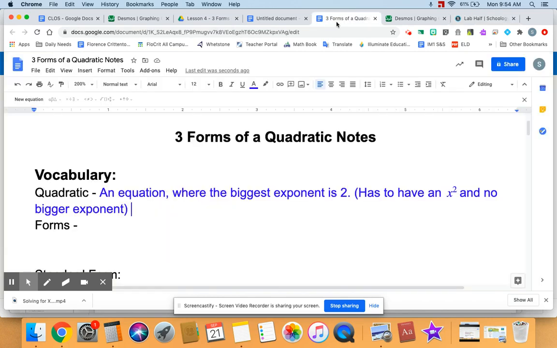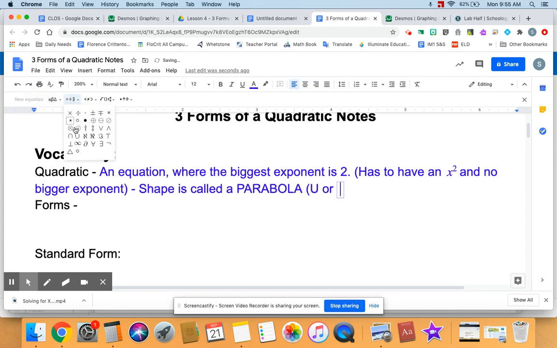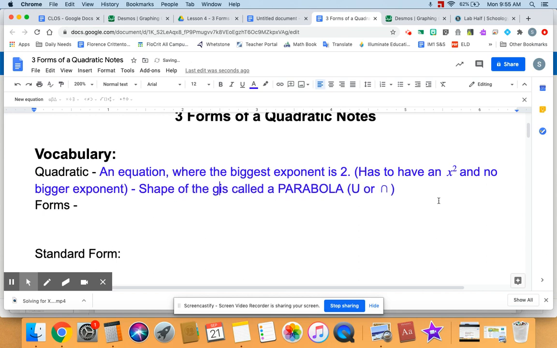And remember, quadratics, their shape is called a parabola, which kind of makes the U or N shape. Oh, not that type of N. This type of N, like a curvy one. All right. So the shape of the graph is called a parabola.